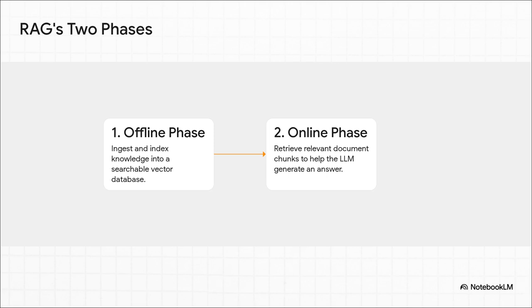First, there's the offline part. This is where it reads all your documents and creates this special, super smart index in what's called a vector database. You can just think of it like a library's card catalog, but instead of organizing words, it organizes ideas. Then, there's the online phase. This happens when you ask a question. It zips through that index, pulls out only the most relevant passages, and hands just those to the AI to put together an answer for you.